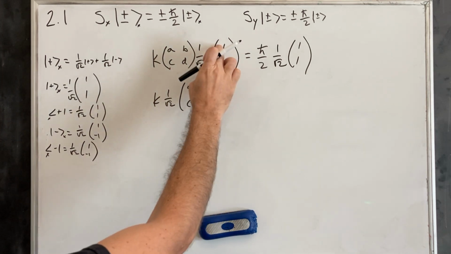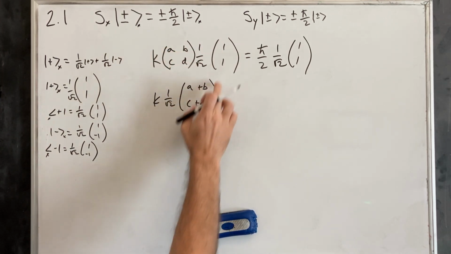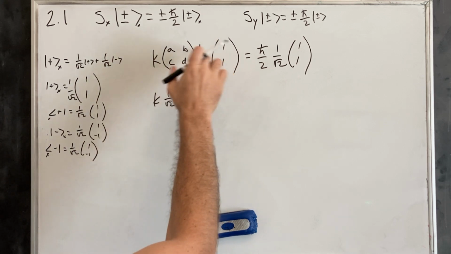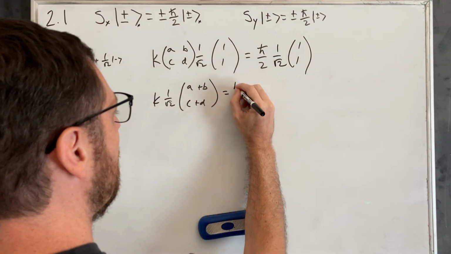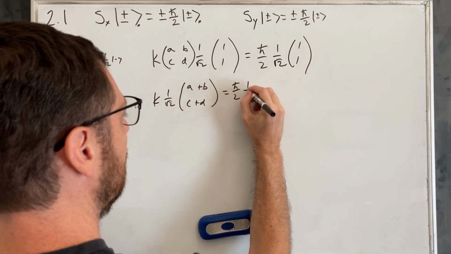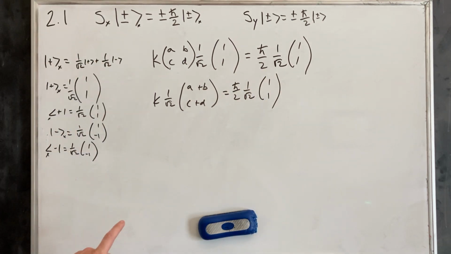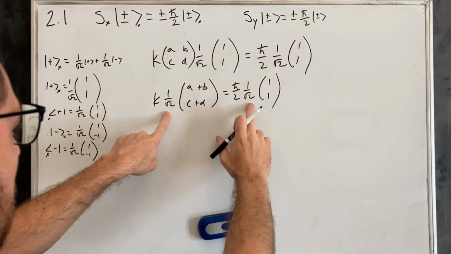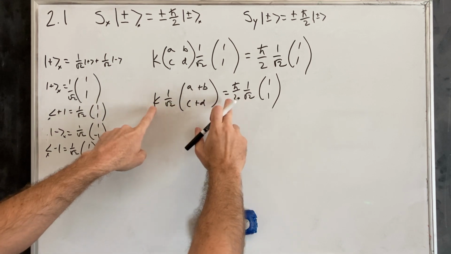If you don't know that, it says 1 times A is A, plus 1 times B is B, and 1 times C is C, plus 1 times D is D. All right, so then that's going to equal h bar over 2, 1 over root 2, 1, 1. Okay, so now we can kind of see some similarities here. We have a 1 over root 2, and then we have a matrix. So we know what our k is now.